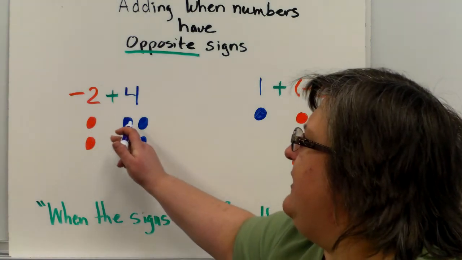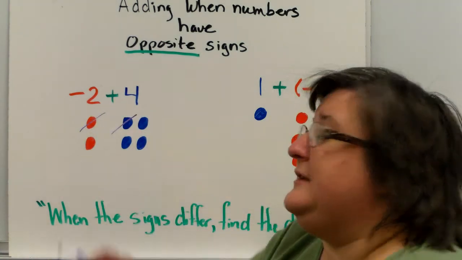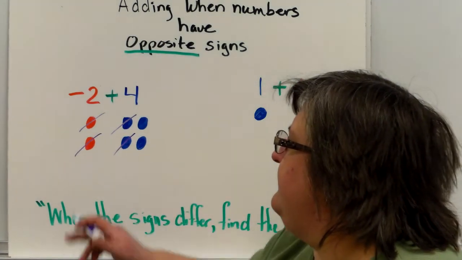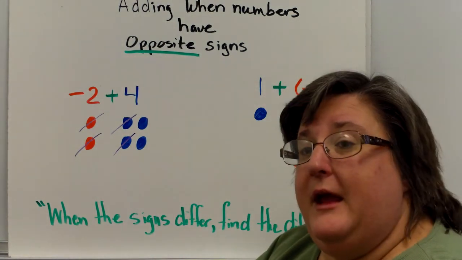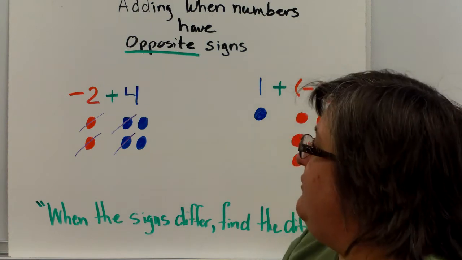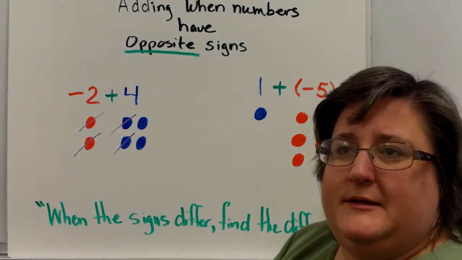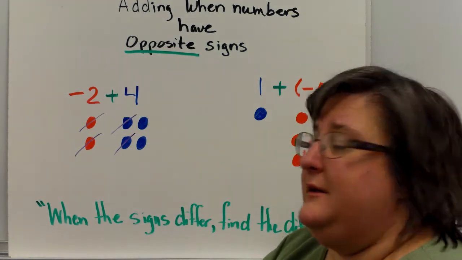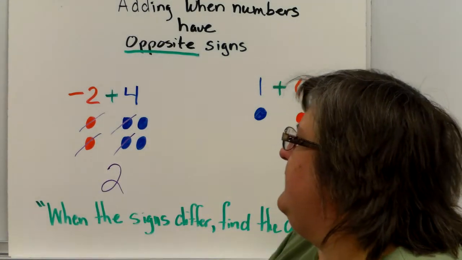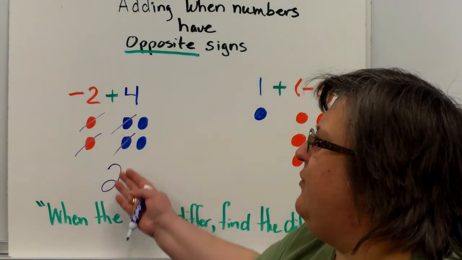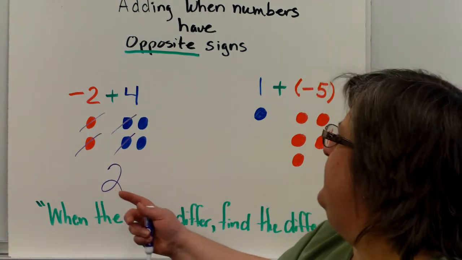Here we have a negative and a positive. It's almost as if those two neutralize each other, because we know a negative and a positive add to 0. Look what we're left with. We would have 2 things left, on the positive side. So a -2 and a positive 4, we end up with a positive 2.